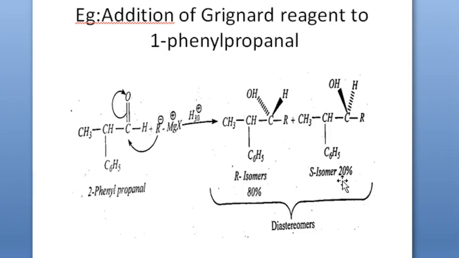So then you can classify this reaction as what? Diastereoselective reaction. This is 2-phenyl propanal, and your carbonyl is reduced to alcohol in the presence of alkyl magnesium halide, that is Grignard reagent. And such reactions are what? As one of the diastereomers is produced in excess quantity, you can classify the reaction as what? Diastereoselective reaction.